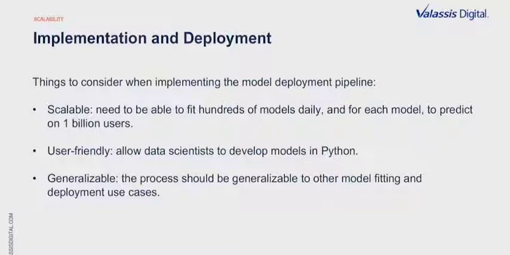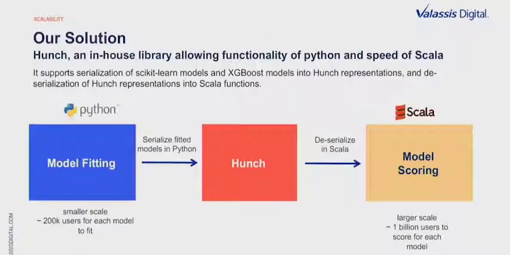So we looked around for different things that could achieve this. We didn't like any of them, so we just decided to build our own solution. What we did is we wrote our own in-house library called Hunch that allows the functionality of Python and the speed of Scala. Hunch supports serialization of scikit-learn models and XGBoost models into Hunch representations, and deserialization of Hunch representations into Scala functions.